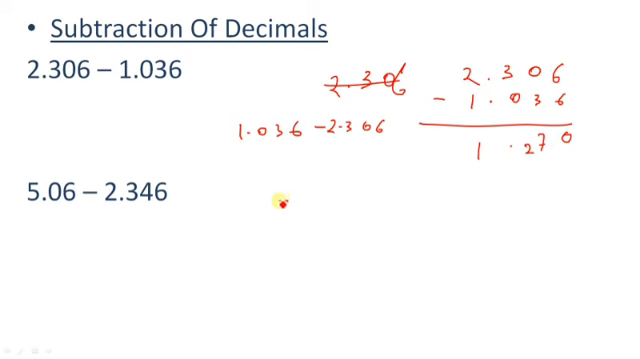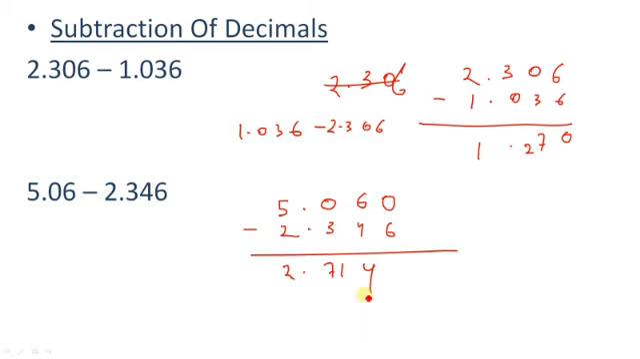5.06 minus 2.346. Look, after 6 there is nothing, so we will add a 0, then we shall subtract in the normal way. The place value is very much important. If we subtract this in the normal method, the answer will be 2.714. In this way subtraction of decimals is done. Then let us come to the multiplication of decimals.